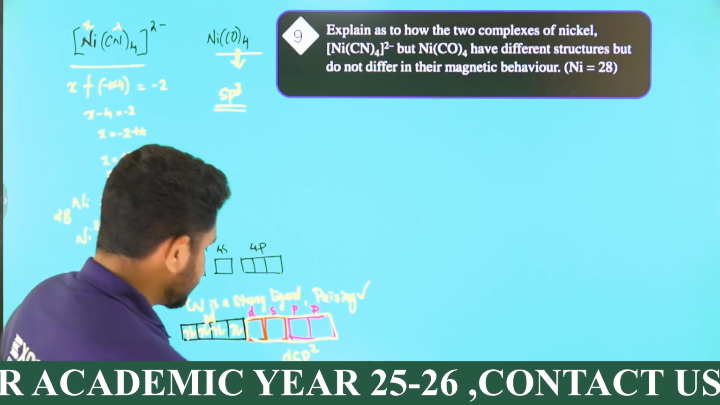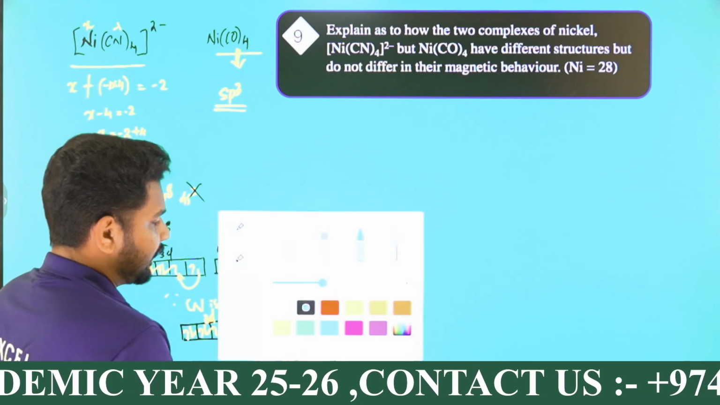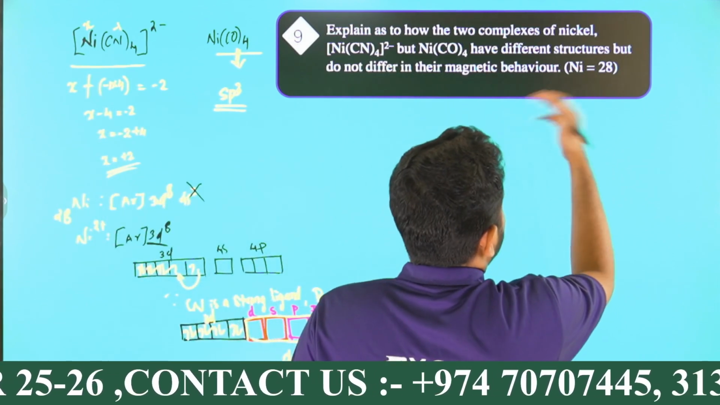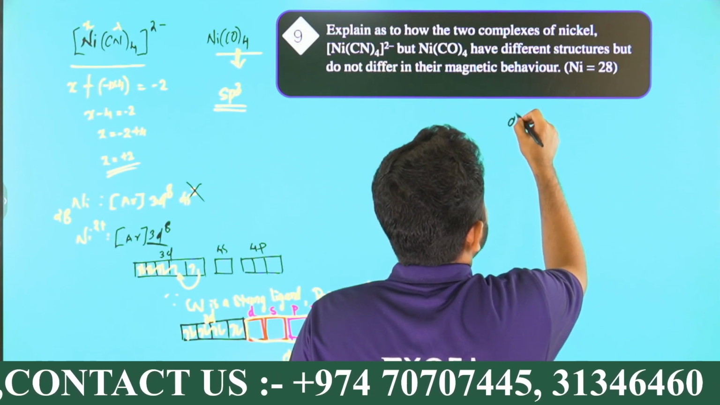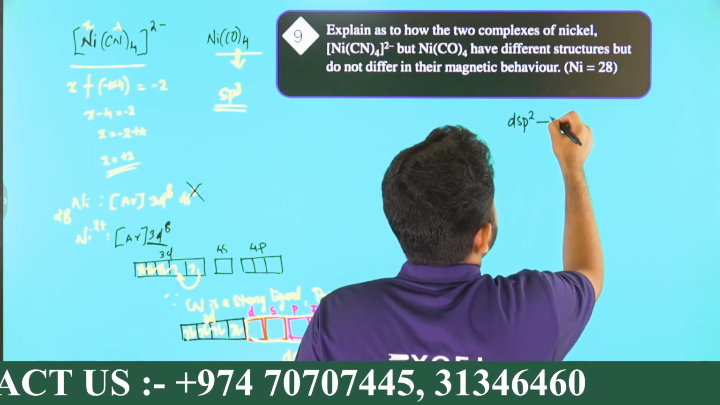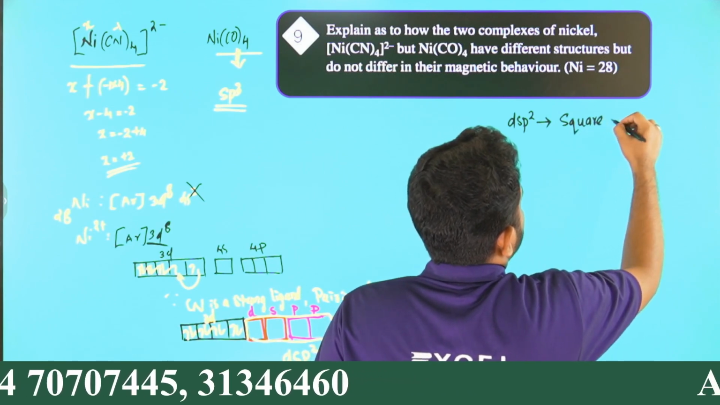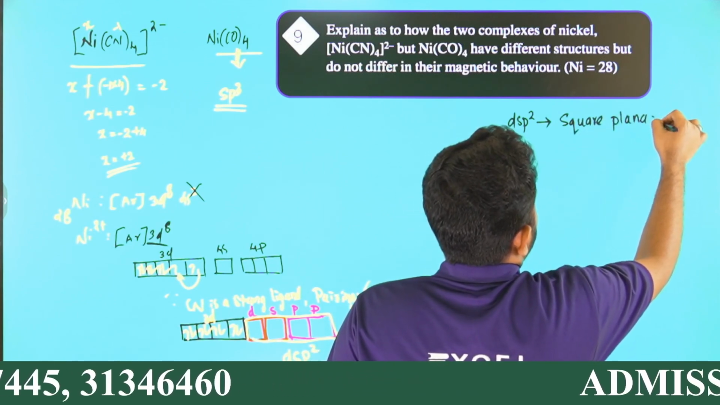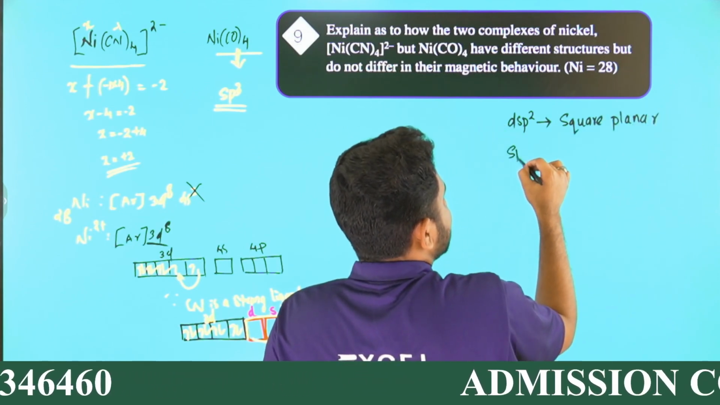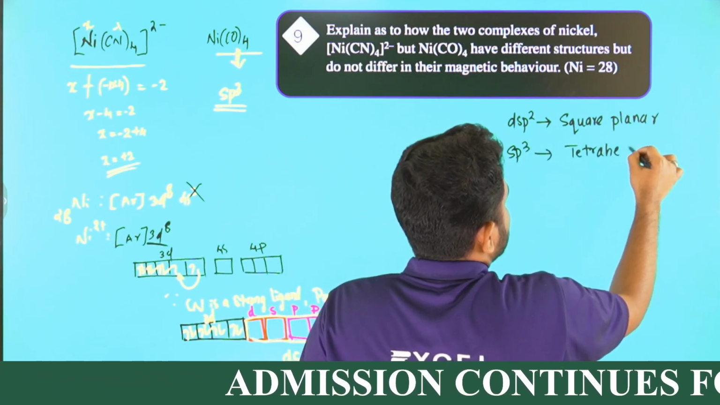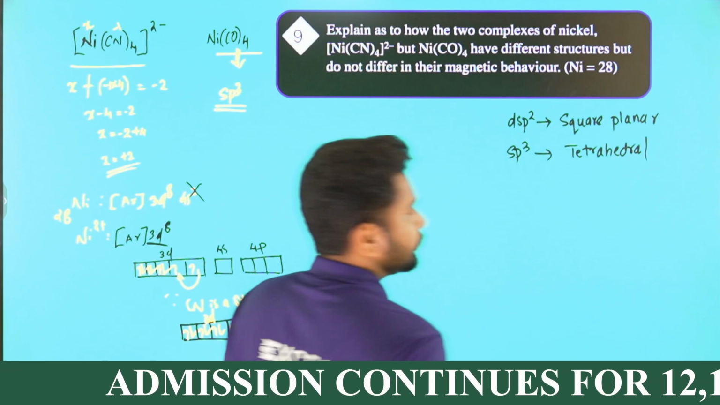And we know that with respect to the hybridization, you can predict the structure. How can we predict it? If the hybridization is dsp2, then the structure will be square planar. If the hybridization is sp3, then the structure will be tetrahedral. Understood?